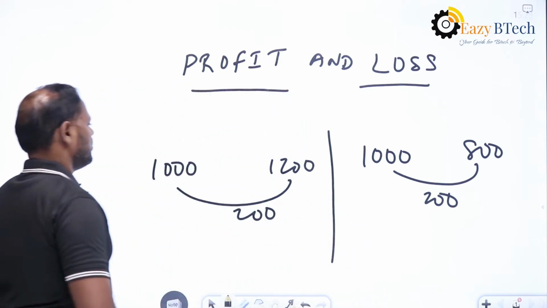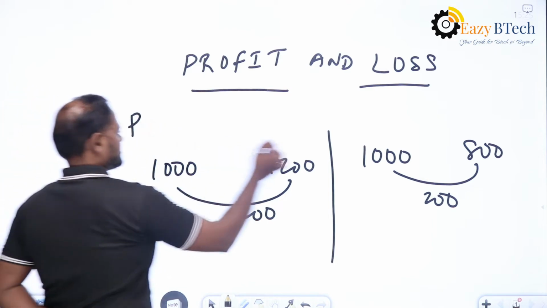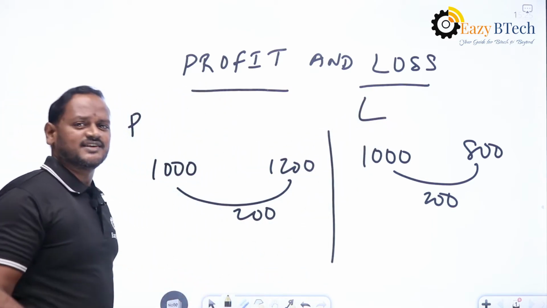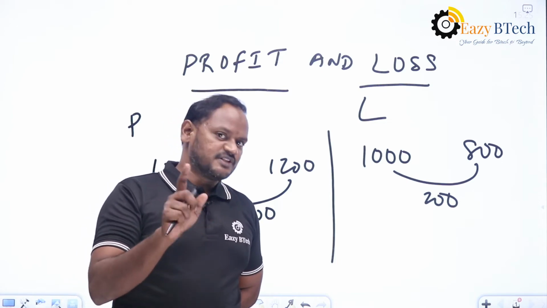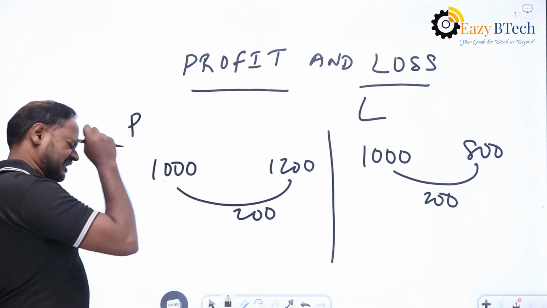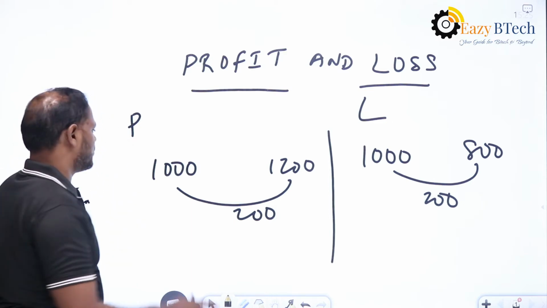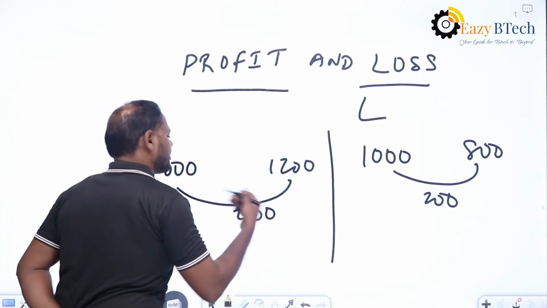So no problem. Okay, fine, sir. I got profit here, I got loss here. But how to convert into percentage? Again, same story, same concept. We need to convert into percentage, right? But don't confuse this one. It is also very related to percentage. 1000 is becoming 1200, so 200 is increased.